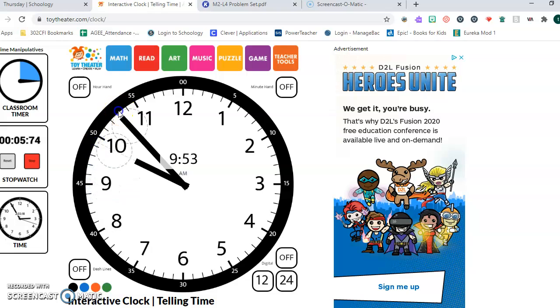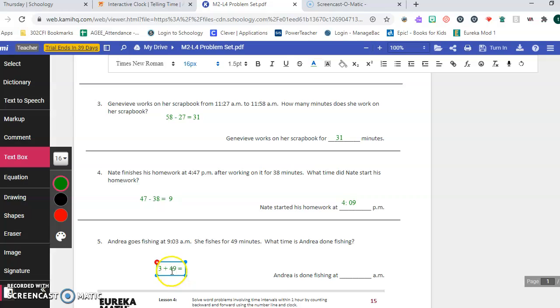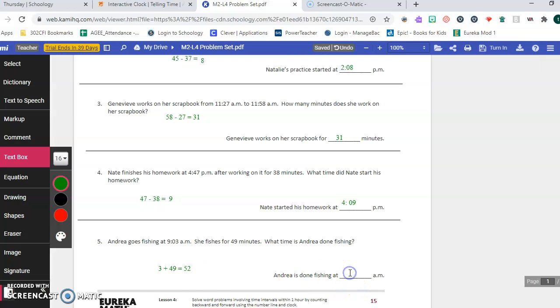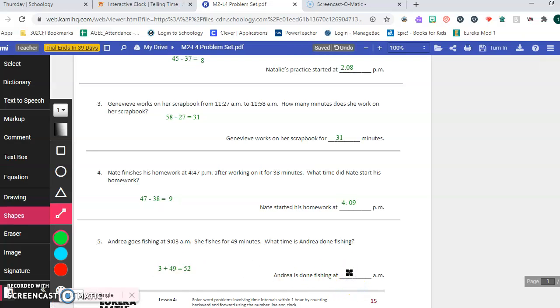9:53 is 50 whole minutes, but she only fished for 49 minutes, so I got to go back 1. And she ends up at 9:52. Another way to think about this is if I have 49, I can just count up 3 from 49, which gives me 52. And she is done fishing at 9:52.